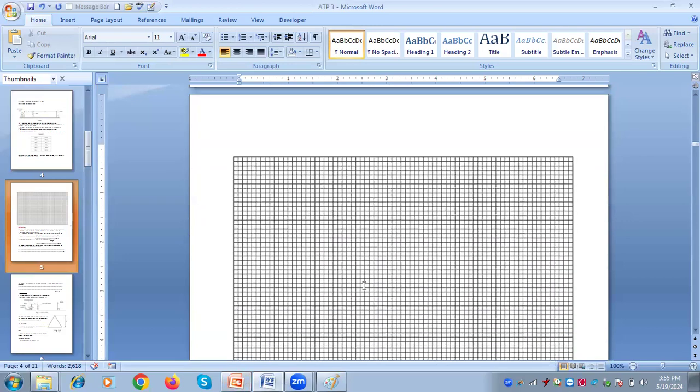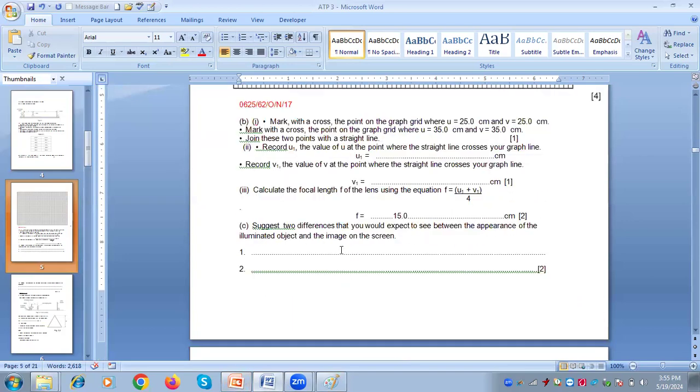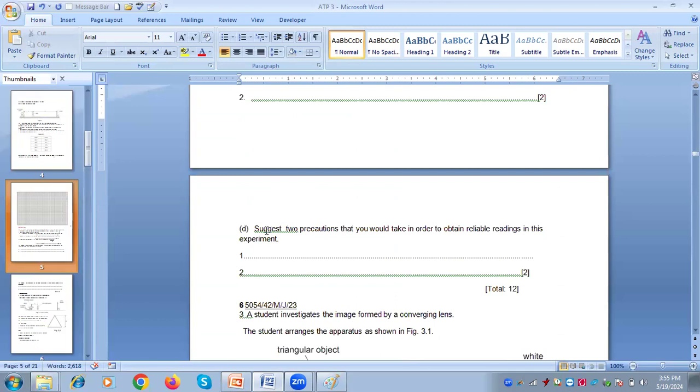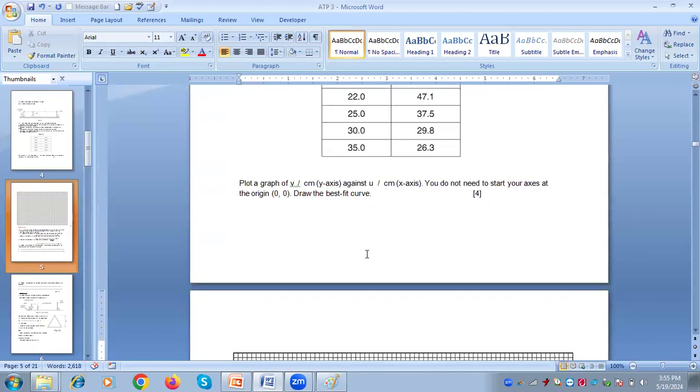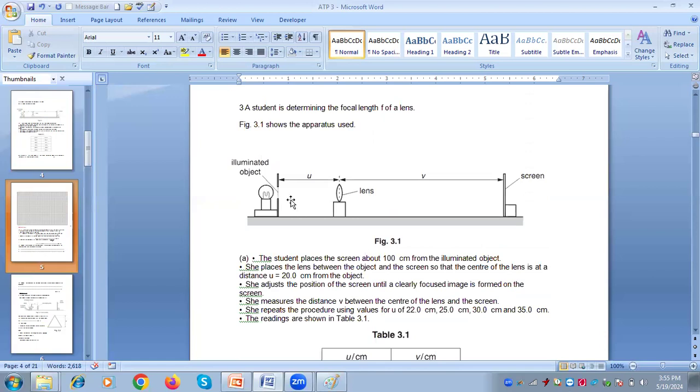Right? And the next part suggests 2 precautions that you would take in order to obtain reliable readings in the experiment. So in this case, what should be the precaution? The center of the object and the center of the lens should be in one line. This is one thing, and you can perform the experiment in a darkened room so that the image is clearly visible.